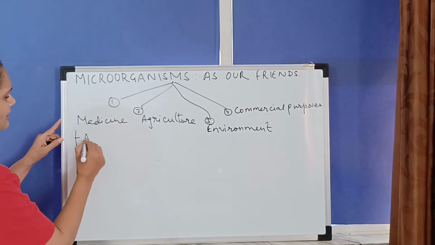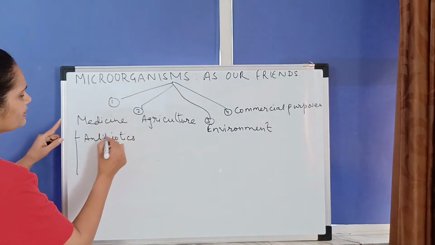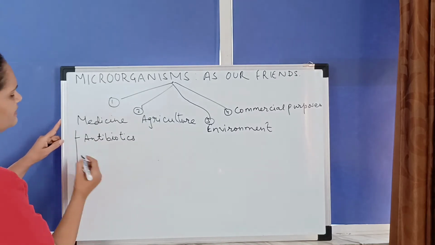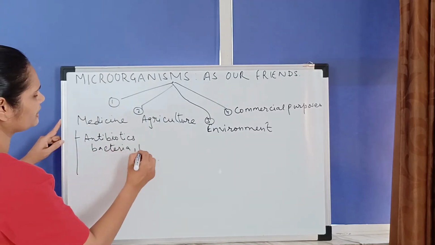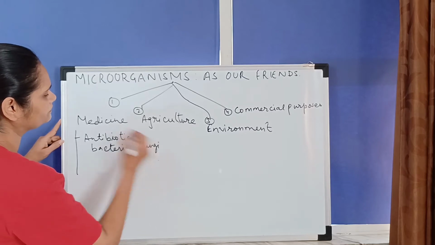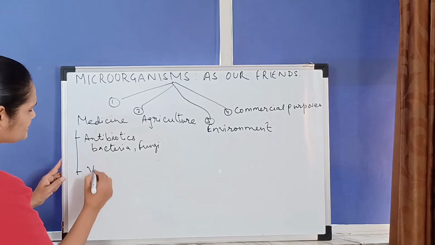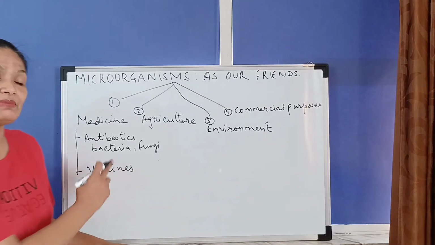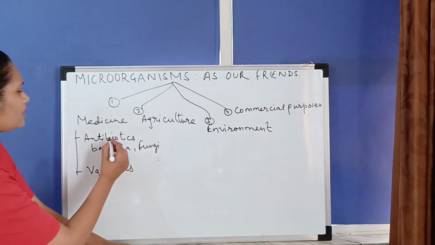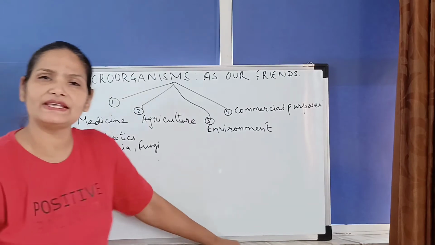We know that antibiotics are made from bacteria and fungi. Then the second use is vaccines. Vaccines are again made up of microorganisms. Now, antibiotics are made up of bacteria and fungi. I'll tell you a story about that.